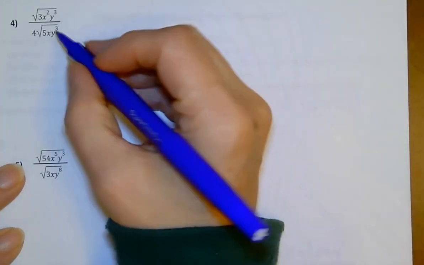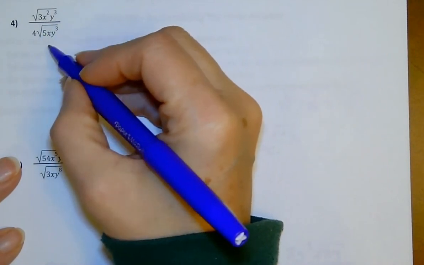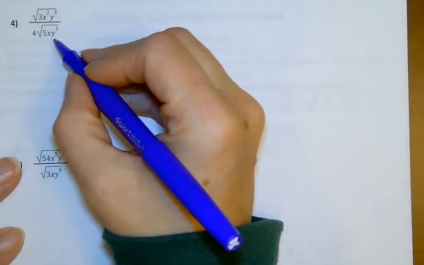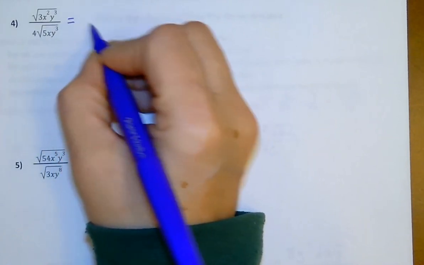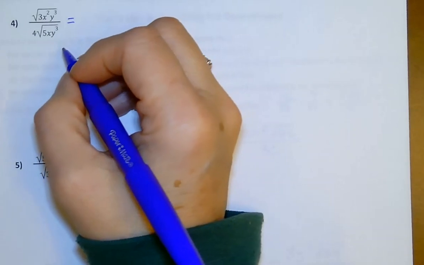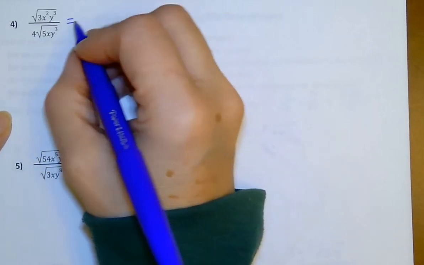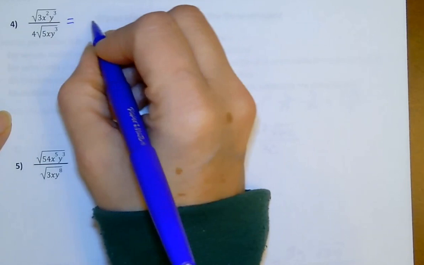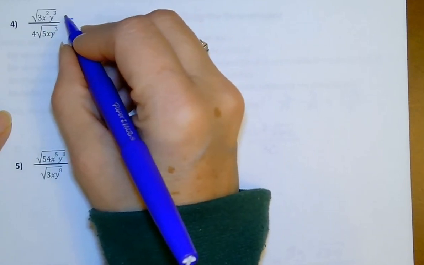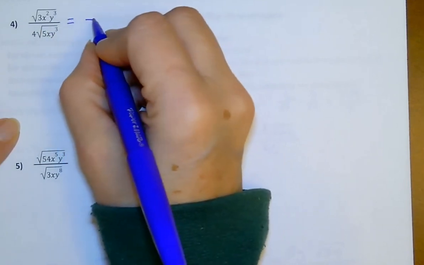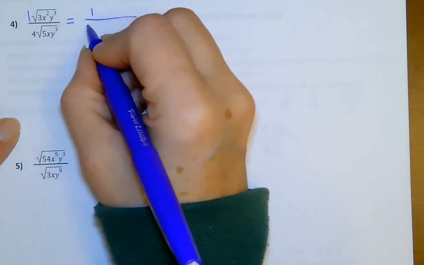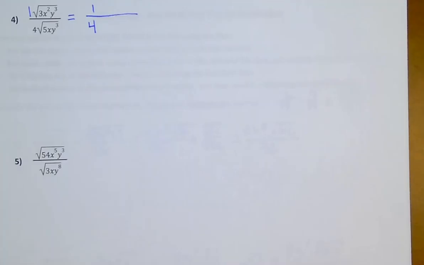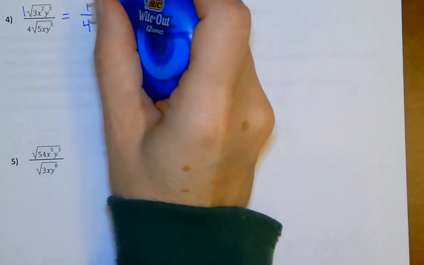Okay, so I have the square root of 3x squared y cubed all over 4 times the square root of 5xy cubed. I'm actually going to put that under the same radical just so I can see what I can simplify here. So I have one of these square roots of 3x squared y cubed. I have one of them, right? And then I have 4 of the guys over here. Hold on one sec. Okay, sorry, I got a little excited with my fraction bar there.